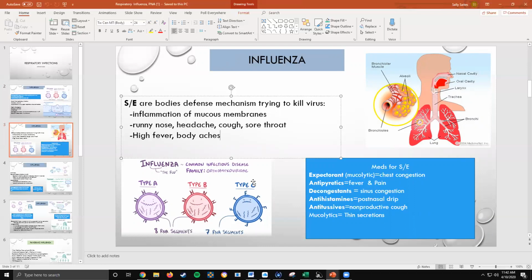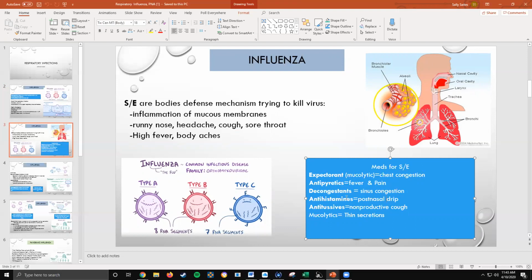So when we're talking about a normal virus, some of the meds that we want to take, and these are subjective, they're dependent on the patient, are expectorants, which is a type of mucolytic for chest congestion. So that would be Mucinex, which breaks up the chest congestion to allow us to cough it out. Antipyretics for our fever and pain, so Tylenol. A decongestant for sinus congestion.